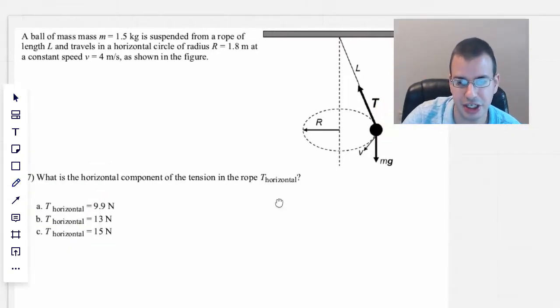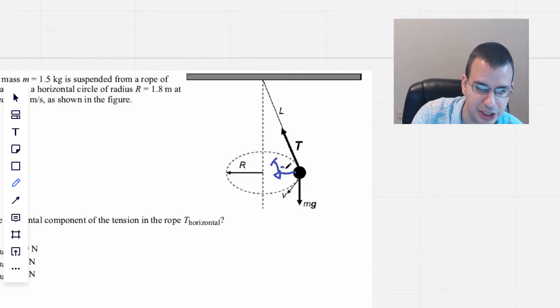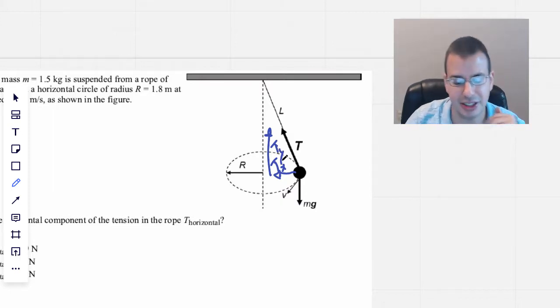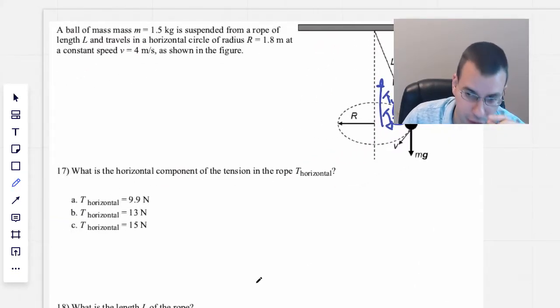So, looking at this tension here, we've got this tension coming up at an angle. This can be broken up into T, I'm going to call this X, which is the horizontal, and T, Y. Might not be fair to call it TX and TY, maybe it's supposed to be TZ. I don't know. You see where this is going. So we're trying to find the horizontal component.